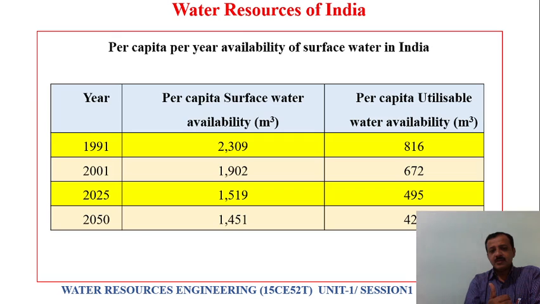So we need to conserve more and more water. Water conservation plays a very important role here. In future, with population growth, the availability of water will be less. You can see the per capita utilizable water resources in 1991 is 816. In 2050 it will be 421. Availability is reduced by 50%. So we have to go for modern methods of irrigation like drip irrigation, sprinkler irrigation, micro irrigation. These methods we have to adopt. And water conservation, like rainwater harvesting, plays a very important role. All these things we have to adopt.